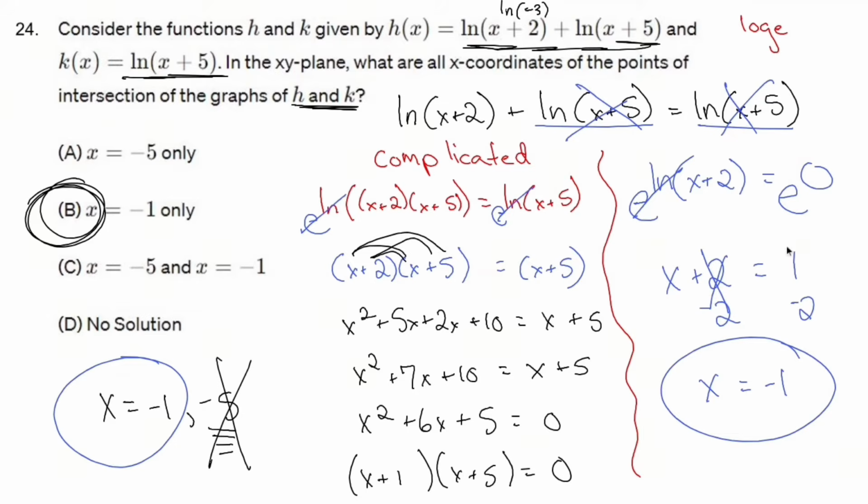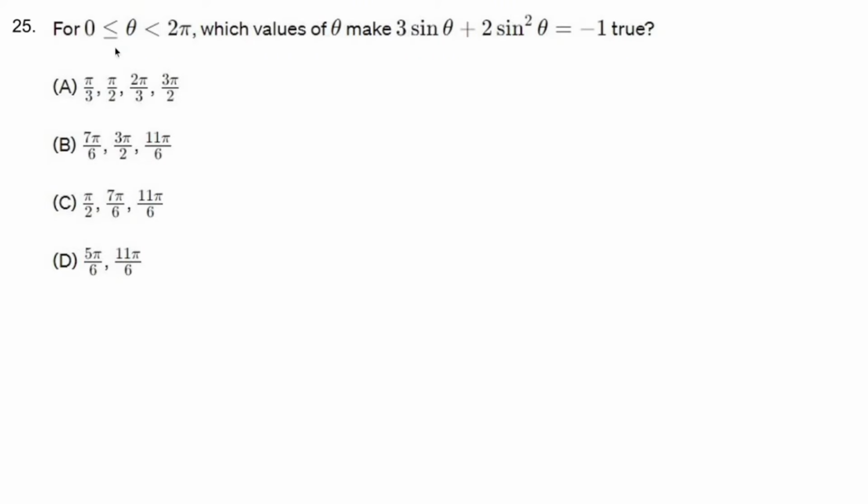Hope this helps. For 0 ≤ θ < 2π, which values of θ make 3 sin θ + 2 sin²θ = -1 true?